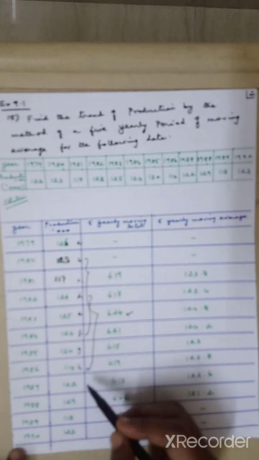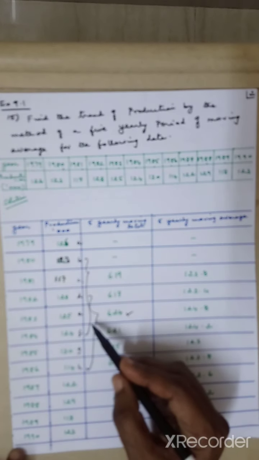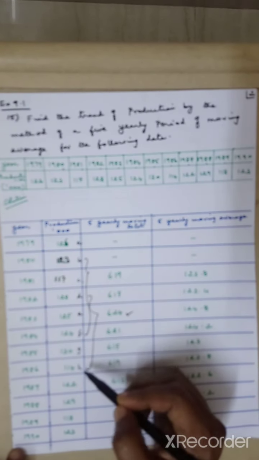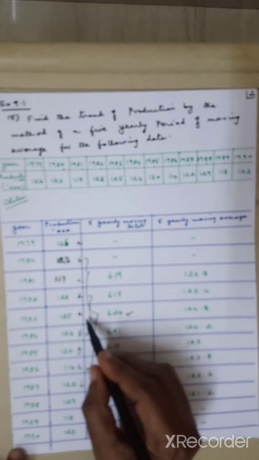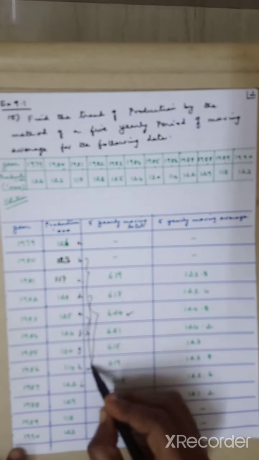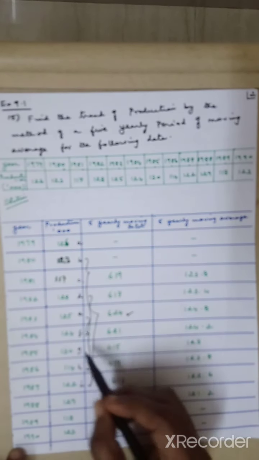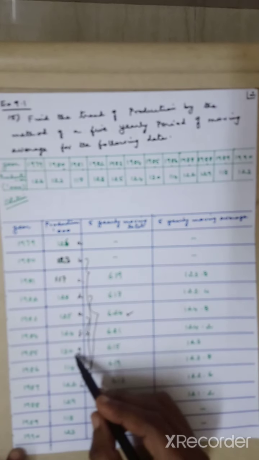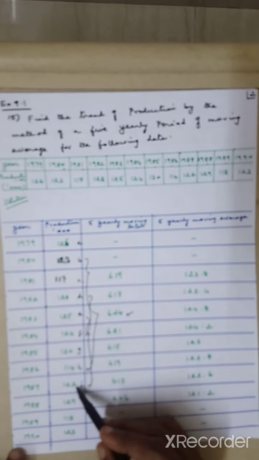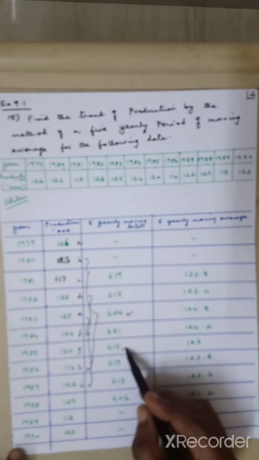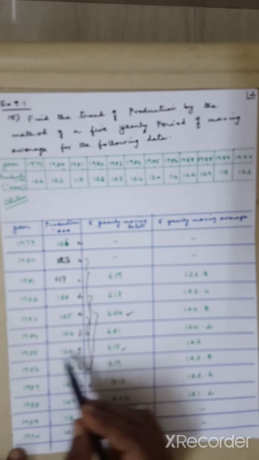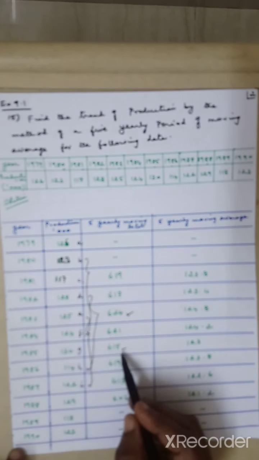So the next 5 will be what? From E, F, G, H and I. So these 5 items: 125 plus 124 plus 130 plus 114 plus 122, it will be 615, which is put in the middle, which is 1985. So against 1985 we put 615.